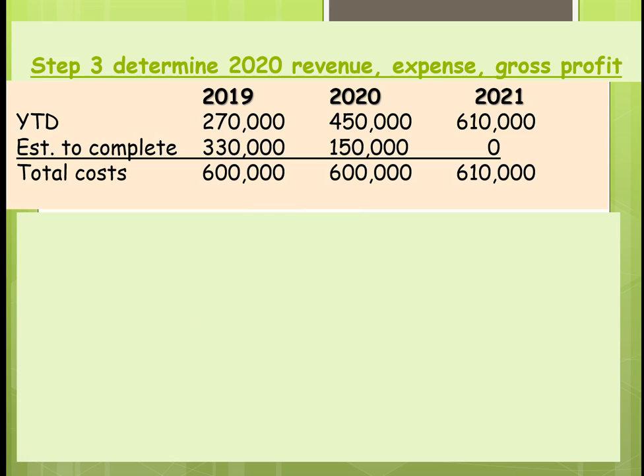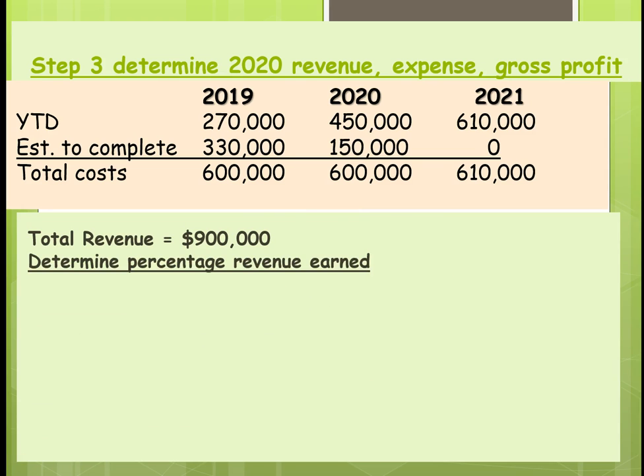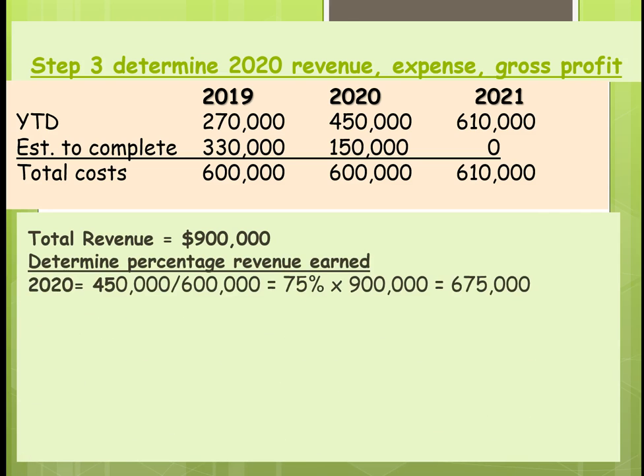Now, let's look at the next year. We have total revenue of $900,000. Determine percentage complete: 450 divided by 600,000 gives you 75%, times 900,000. We have now earned a total for both years of $675,000.